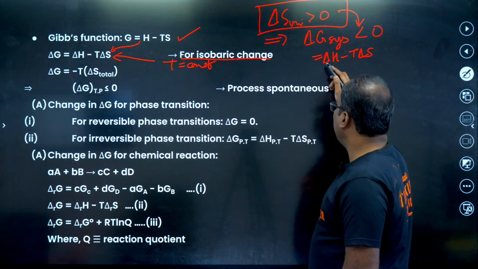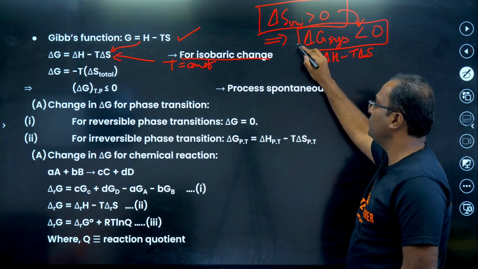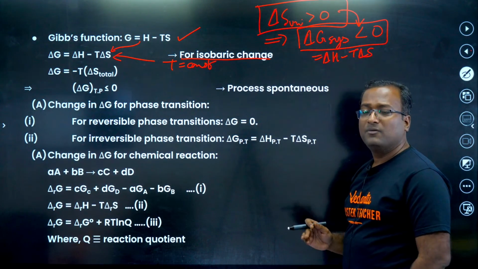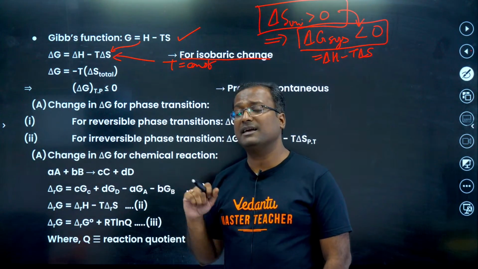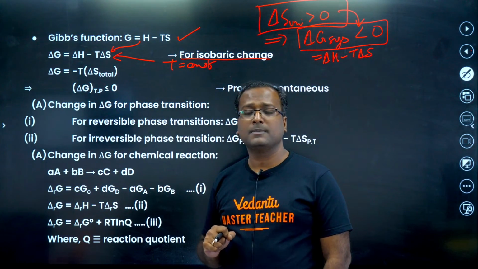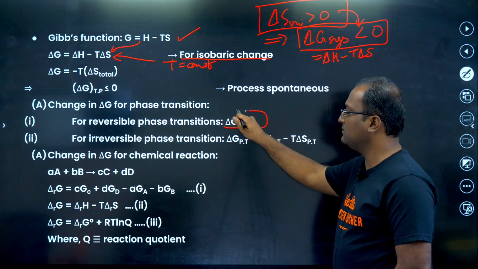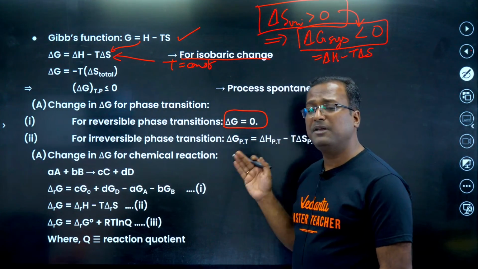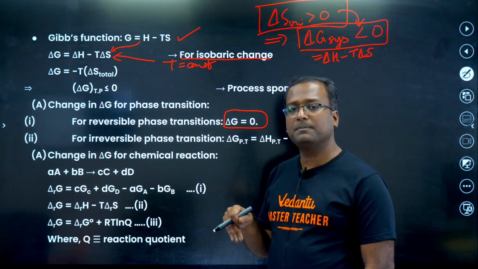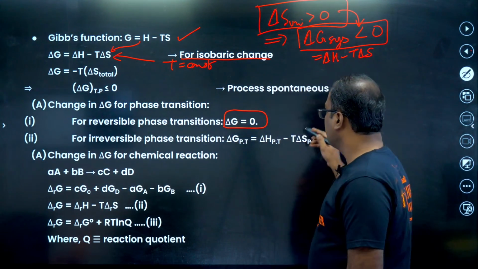Now, spontaneity means what? Spontaneity means the change in Gibbs free energy should be negative. Which reactions are spontaneous in nature? Irreversible reactions are spontaneous in nature. In the case of reversible reactions, del G is rather 0. Remember, reversible reactions mean those which are at equilibrium. So they cannot move in either direction.